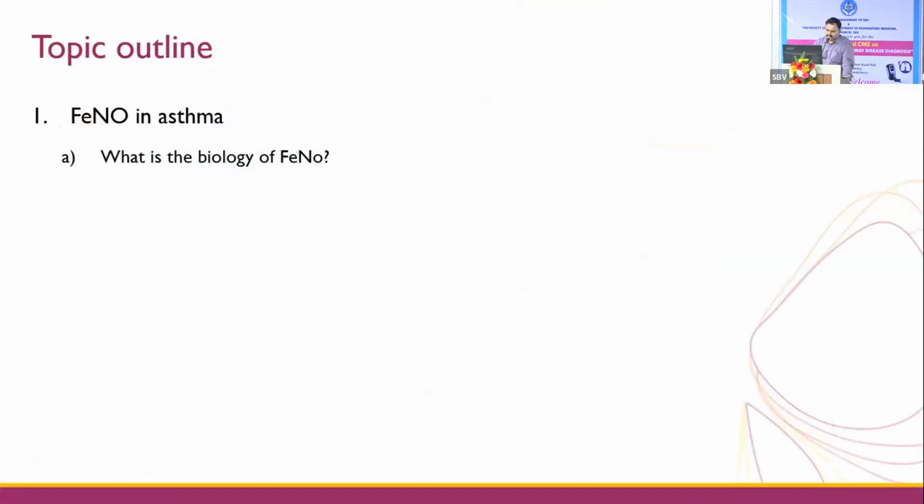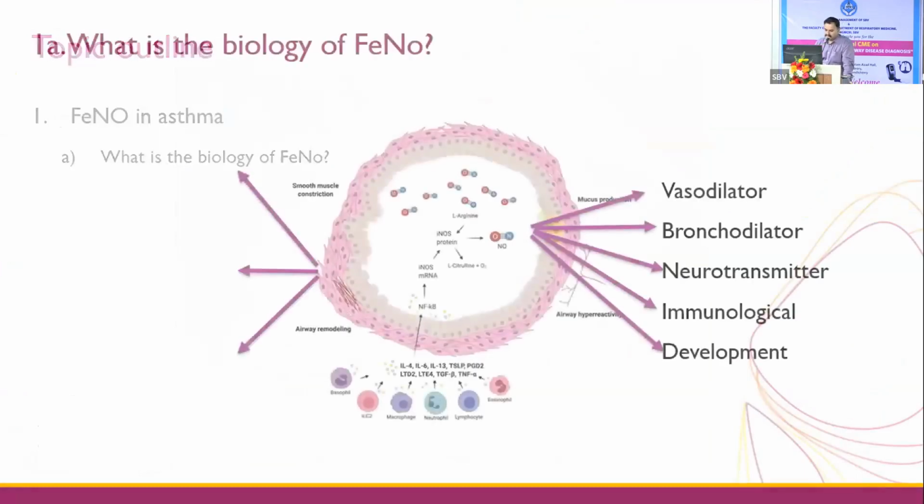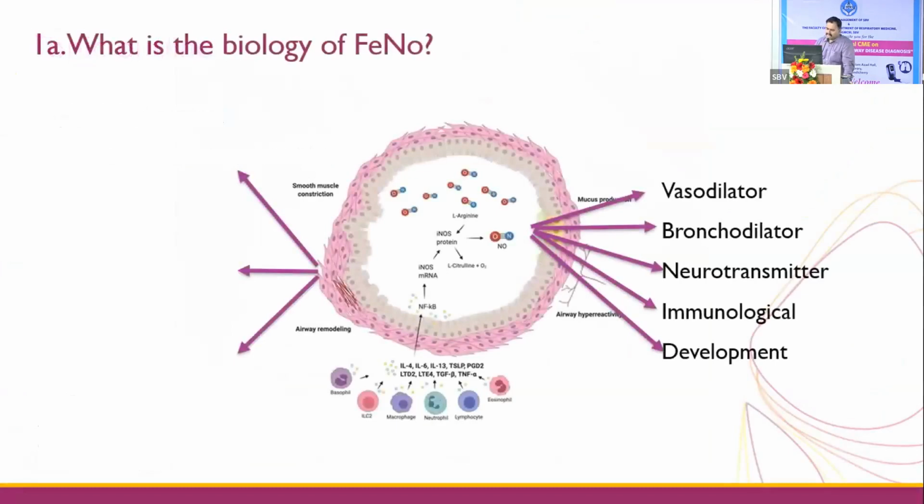To begin with, what is FeNO? What is the biology of fractional exhaled nitric oxide? Nitric oxide is kind of a universal molecule. When it was discovered, it very quickly won the science molecule of the year in 1992, and then a Nobel Prize for medicine at the end of the decade. So there was a lot of interest in nitric oxide about 20 years ago.